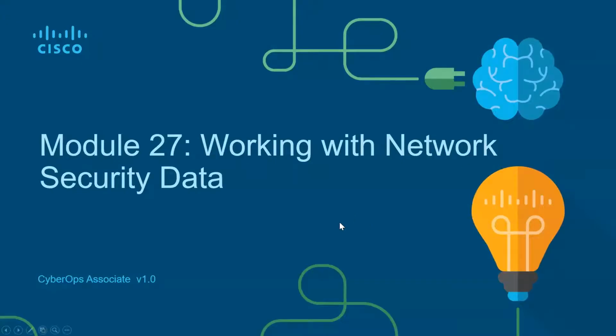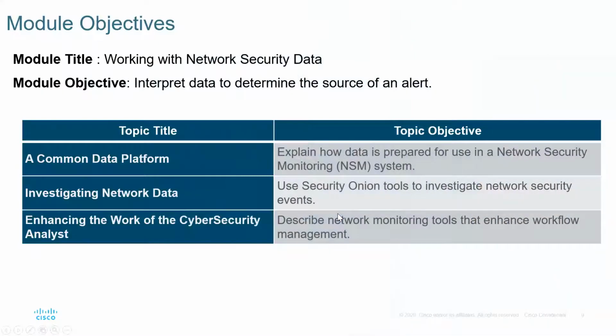All right, so now we're going to be working with this network security data. Some things that we're going to cover in here are this common data platform and how the data is prepared for use on this network security monitoring system. We talked about Security Onion, and now we're going to implement those tools to investigate those network security events, and then describe the network monitoring tools that enhance the workflow of this management.